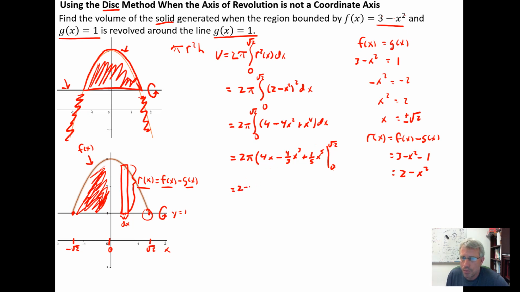So I'm going to get 2 pi times 4 times the square root of 2 minus 4/3 times the square root of 2 cubed plus 1/5 times the square root of 2 to the 5th power. And then I can do some simplifying. I have 2 pi, I have 4 square root of 2, and I want to recognize that if I take the square root of 2 and I cube it, for every pair I get a 2, so this is really going to be equal to 2 times the square root of 2.